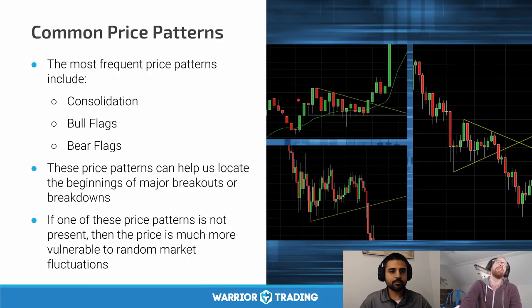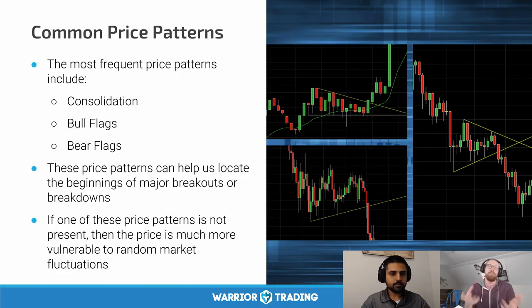So now we're going to talk a little bit about common price patterns. These are some of the things that I love to talk about because I use these every single day when I'm looking for trades. The most common price patterns that we're going to talk about are patterns of consolidation, which is fairly self-explanatory, patterns including bull flags, and patterns including bear flags. Flag patterns are essentially periods of consolidation, but in a certain context. So we'll explain that context and what that looks like.